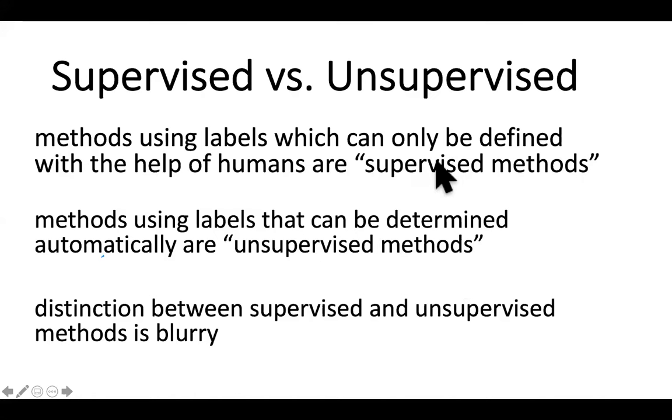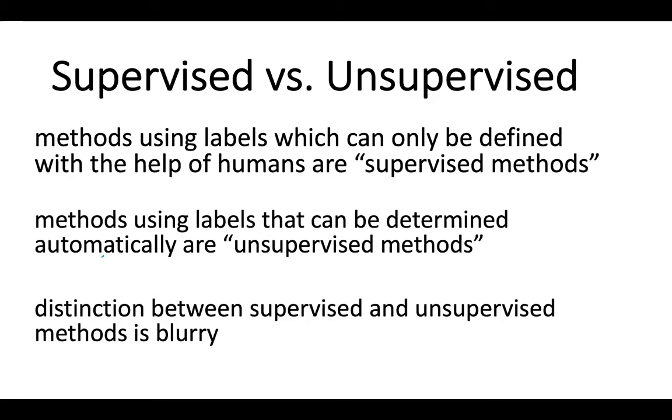So supervised, I would say supervised methods are machine learning methods or problems where we use labels which can only be determined by a human expert, like cow happiness or karma, or something that cannot be measured in any way by a machine or a device. And methods where the labels can be determined automatically are unsupervised methods.